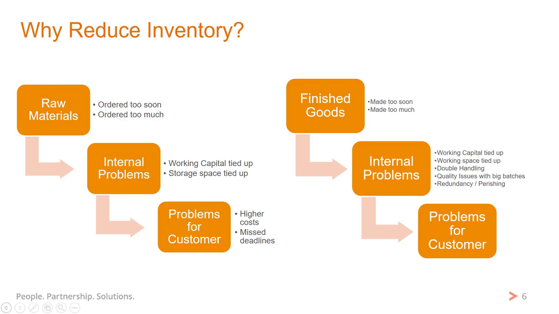Again, this ultimately leads to problems for the customer in terms of potentially reduced quality of the finished goods, higher cost that we need to pass on to the customer, missed deadlines, which is going to impact the customer, or maybe less choice as far as the customer is concerned. All of these are reasons why inventory should be reduced wherever possible, both in terms of raw materials and in terms of finished goods. And lean manufacturing facilitates this.